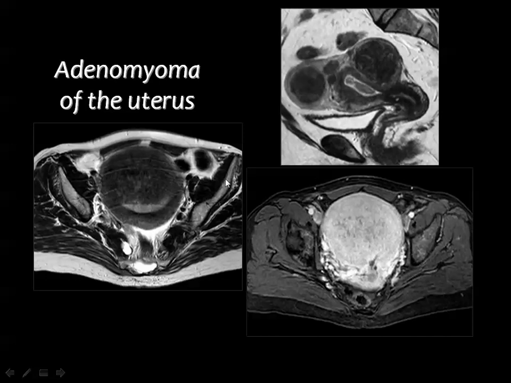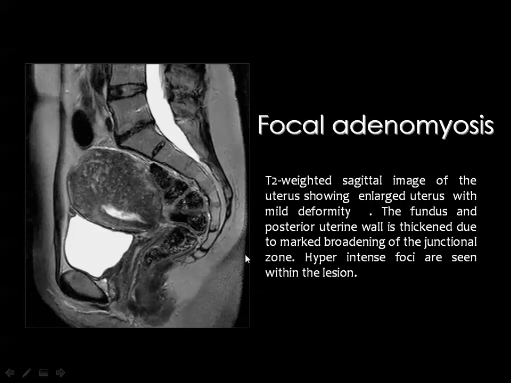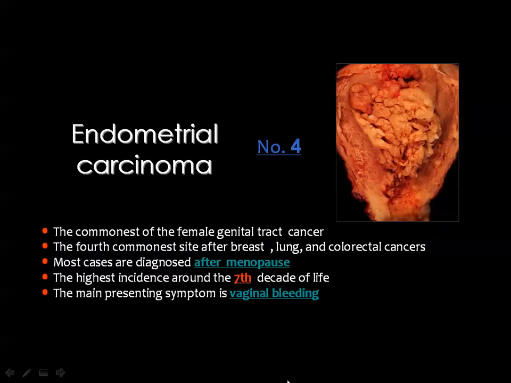Both lesions, the adenomyosis and the uterine fibroid, will enhance with contrast. And this is also a focal adenomyosis affecting the uterine fundus and the posterior wall, showing the classic presentations. Then we come to endometrial carcinoma, which is considered the malignancy number 4 after the breast, the lung, and the colorectal cancers.